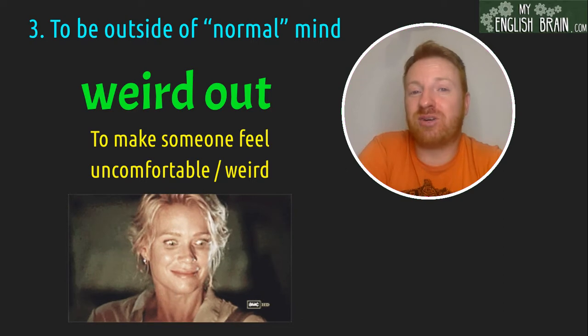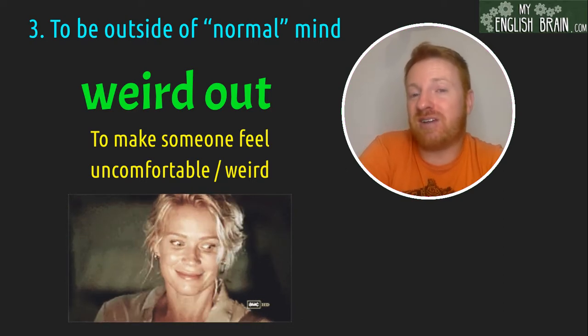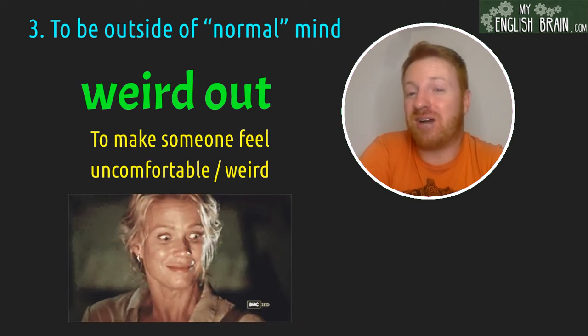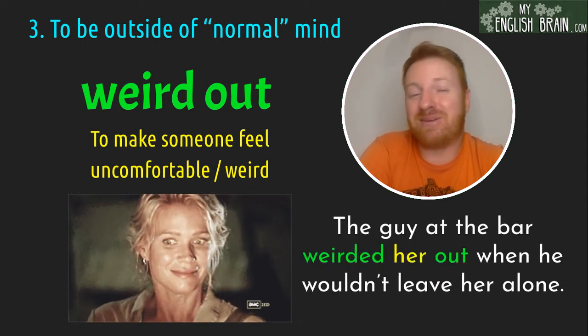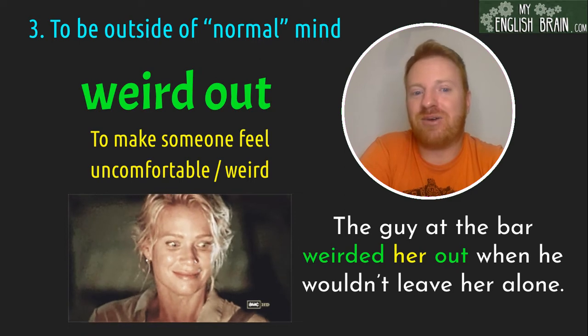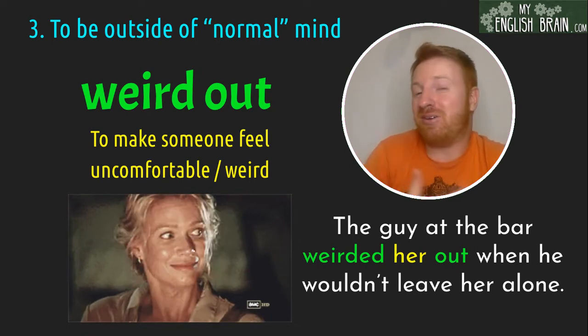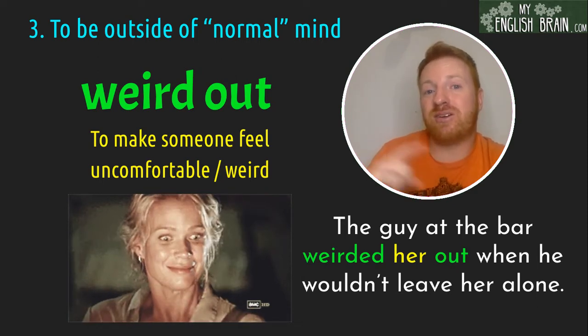Our next phrasal verb is weird out. Now, weird means something that is not normal. So to weird out is to make someone feel uncomfortable or to make someone feel weird about the situation. In the example, the guy at the bar weirded her out when he wouldn't leave her alone. So, when he was talking to her and he would not leave her alone, he made her feel weird. He weirded her out.